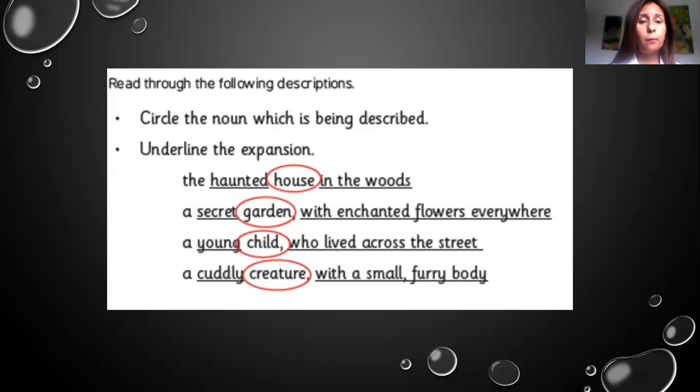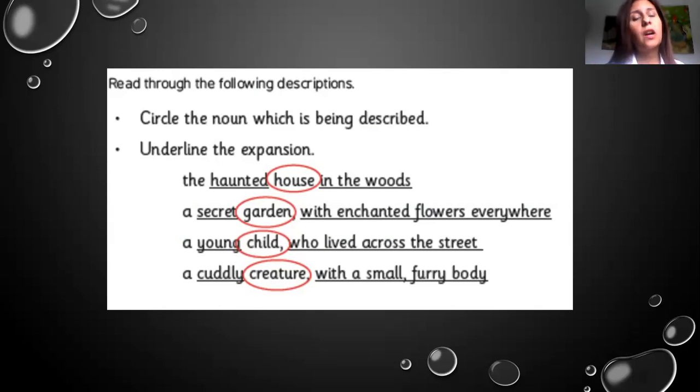In the first example, you say the haunted house in the woods. House is the nucleus, the main word in this phrase. It is a nominal phrase because you have here the most important word, a noun, in this case the house. As a pre-modifier, you have the haunted. You have an article and also an adjective.